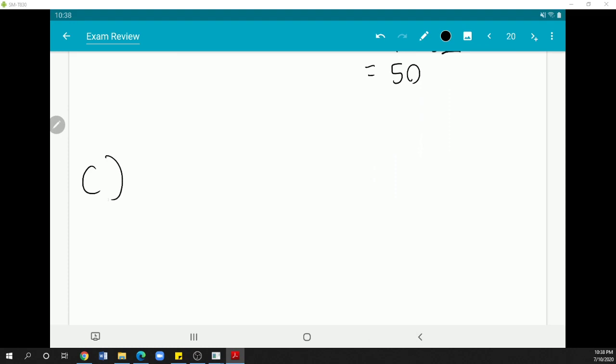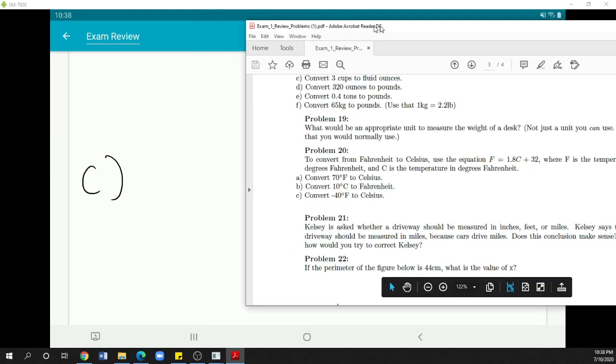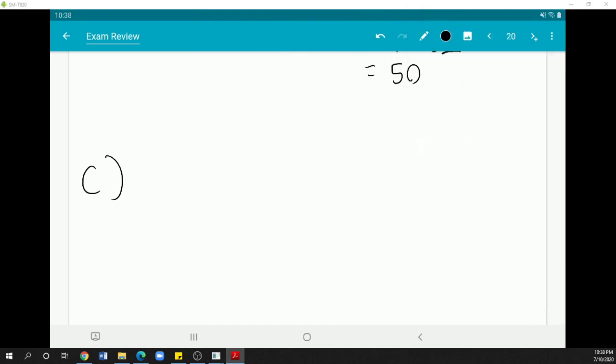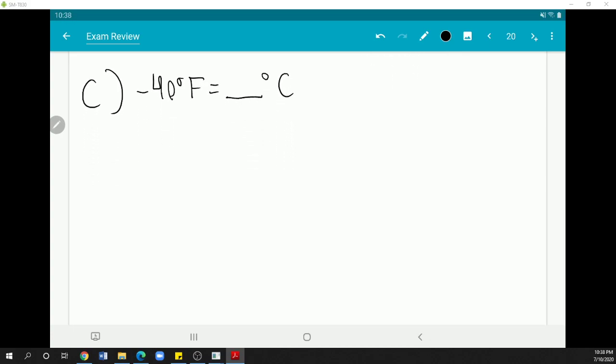Finally, part C is negative 40 degrees Fahrenheit. Now we need to convert it to Celsius. Minus 40 degrees F equals blank degrees C. So let's wrap this one up. Write down the formula again. F equals 1.8C plus 32.